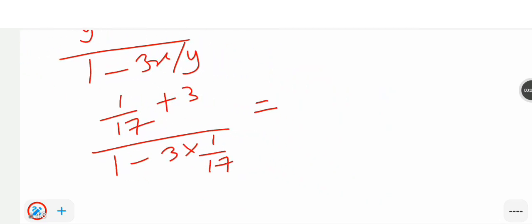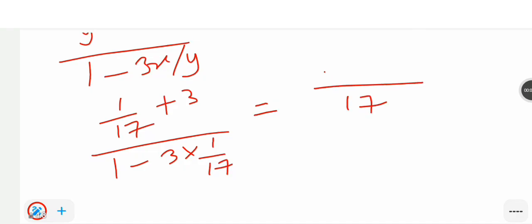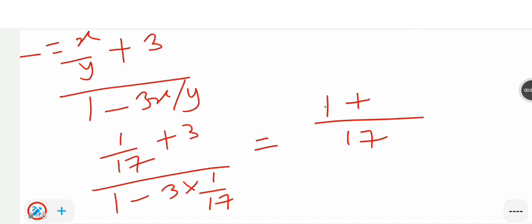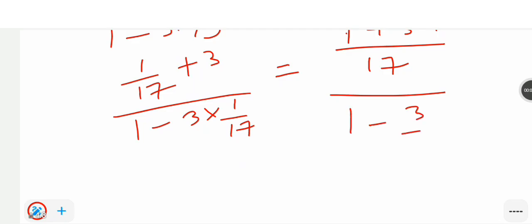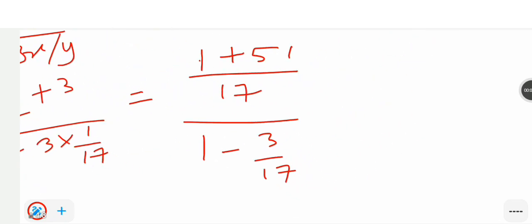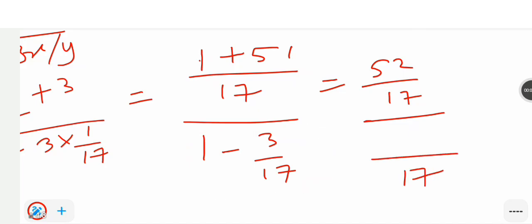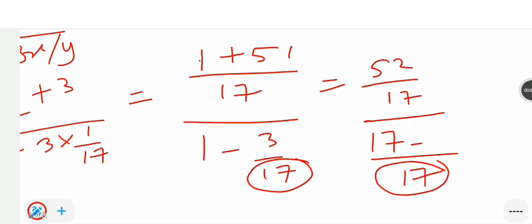If you simplify, just do LCM. The numerator will give you 1 plus 51 over 17. Taking the LCM, the denominator will give you 1 minus 3 over 17. So if you simplify this, you will get 52 over 17 divided by, take LCM here, the LCM is 17. 17 times 1 is 17, minus 3.